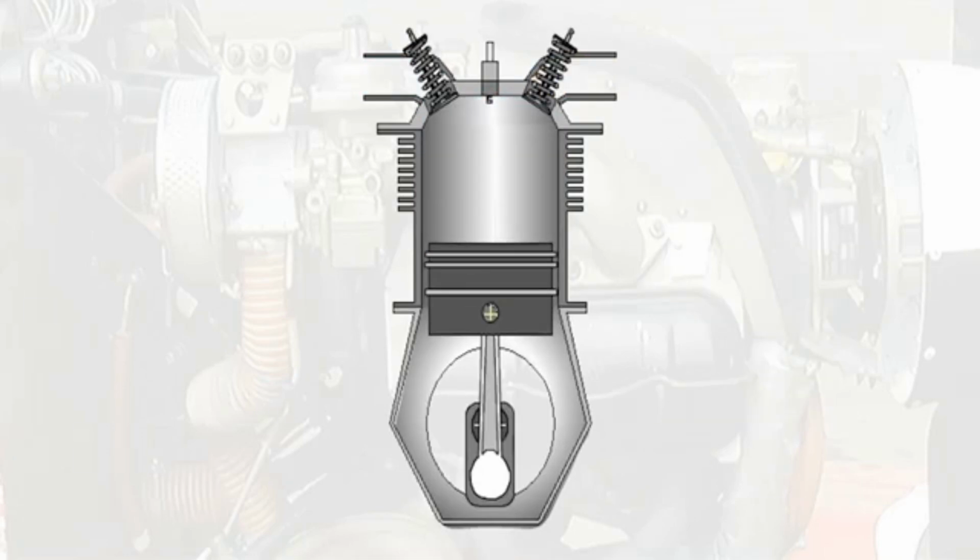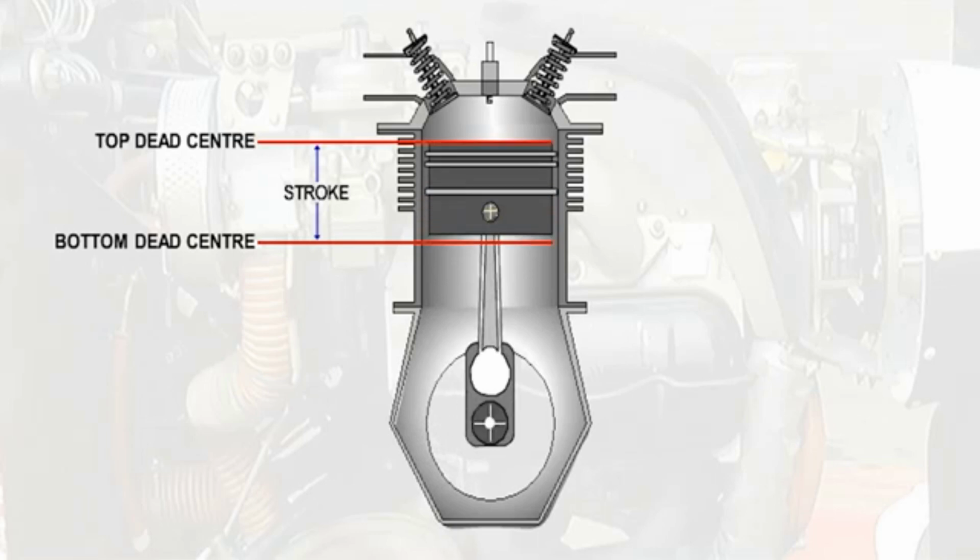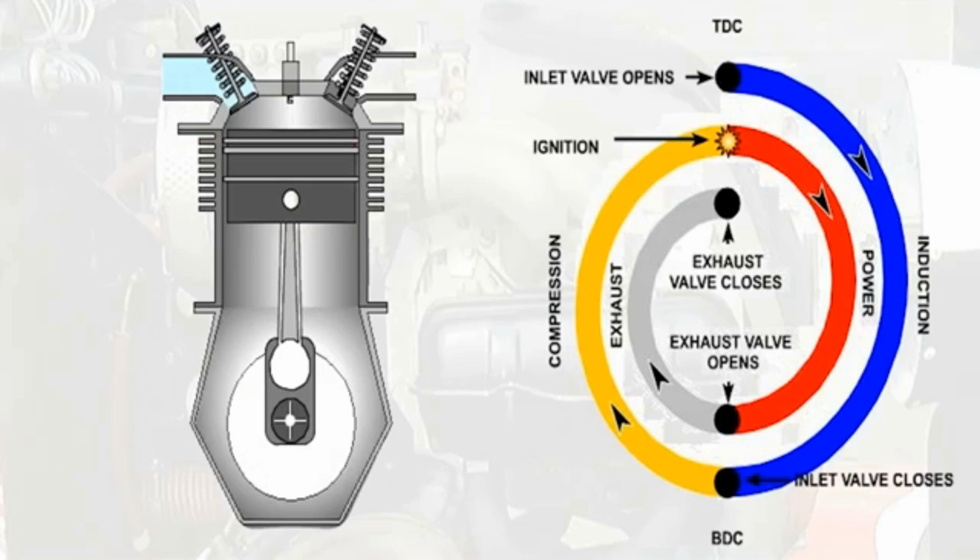The stroke of the piston is the extent of its travel within the cylinder. The lower limit is called bottom dead center, or BDC, and the upper limit is called top dead center, or TDC. The 4 strokes are called induction, compression, power, and exhaust. We'll use a simple single-cylinder engine to illustrate what happens in each of the 4 strokes.